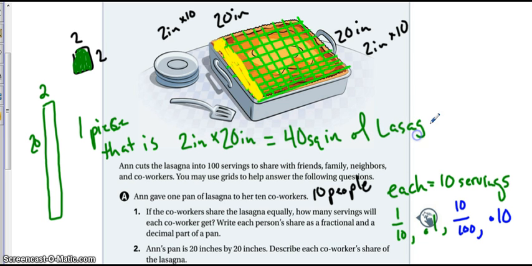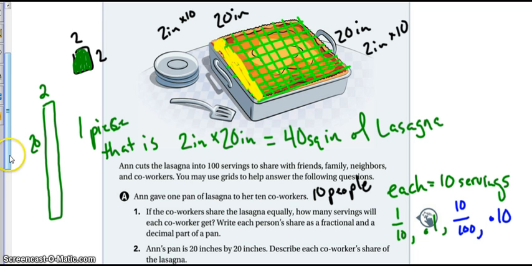And I know that's a little weird thinking of a lasagna in terms of area, but that's kind of what they're doing here to represent this. So that's 40 square inches. So they're getting a piece that is 20 inches by 2 inches, and that gives us our 40 square inches.